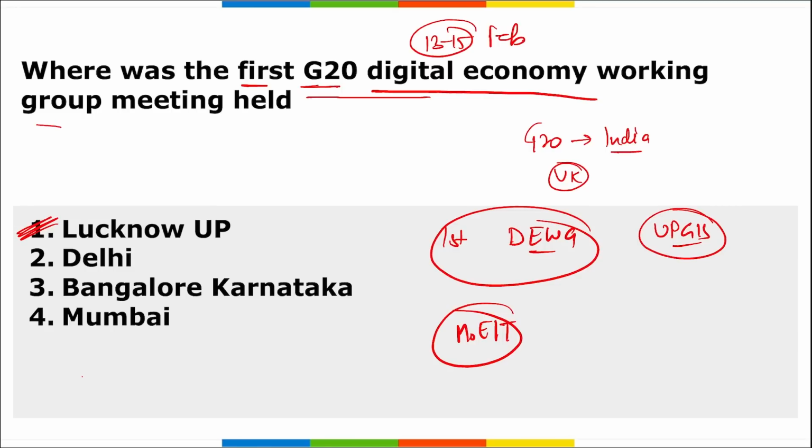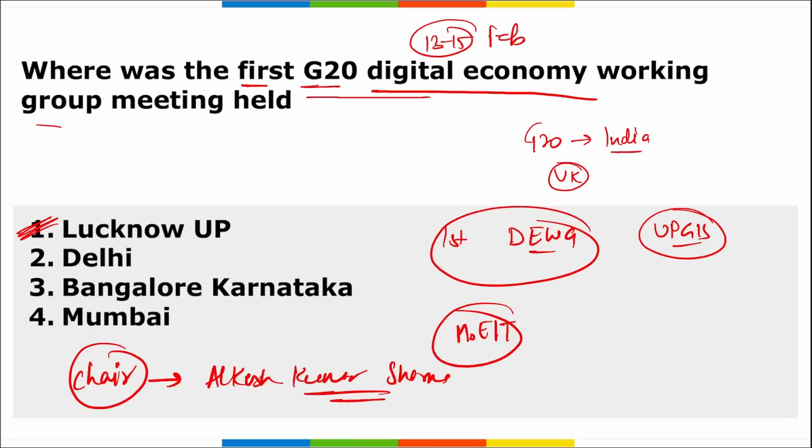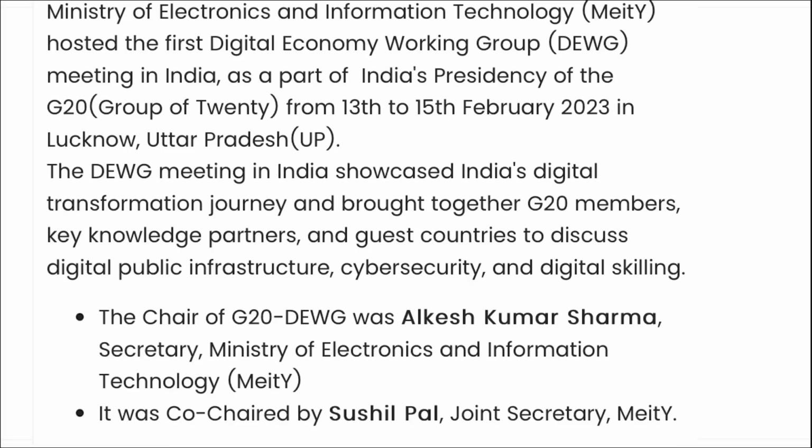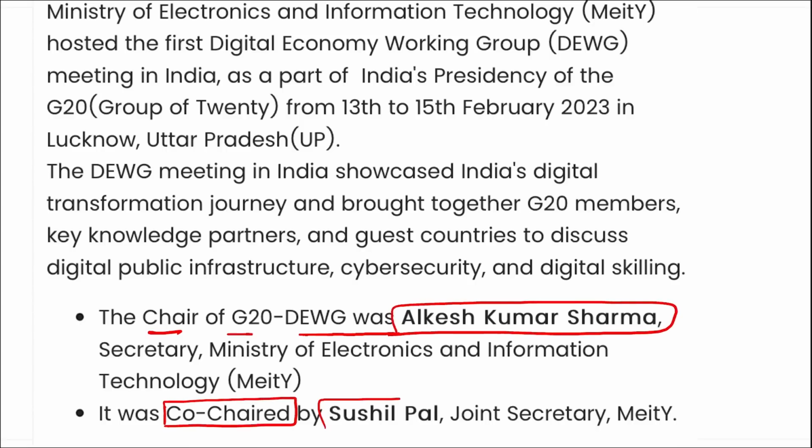Then who was the chair of this G20 Digital Economy Working Group meeting? So remember, who held the chair? The chair was held by Alkesh Kumar Sharma. Alright, and it was co-chaired by Sushil Pal. Alright, you can see here the chair of the G20 Digital Economy Working Group meeting was Alkesh Kumar Sharma, and it was co-chaired by Sushil Pal.